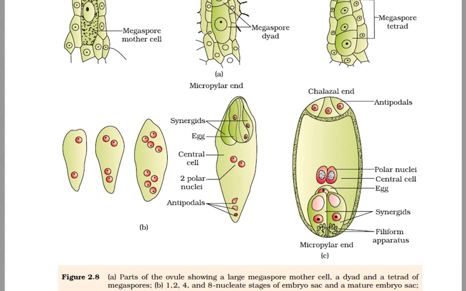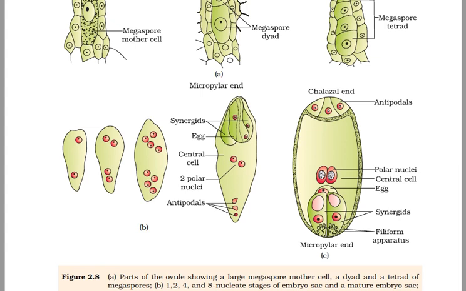This is very important from the board point of view. The question also comes related to this: why is the embryo sac 7 celled and 8 nucleated? I have made it clear that it is 7 celled and 8 nucleated because in the central cell the 2 polar nuclei are not separated; they are fused with each other and remain intact.